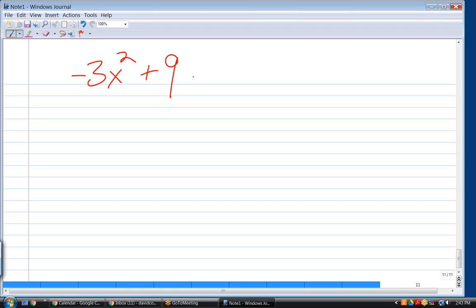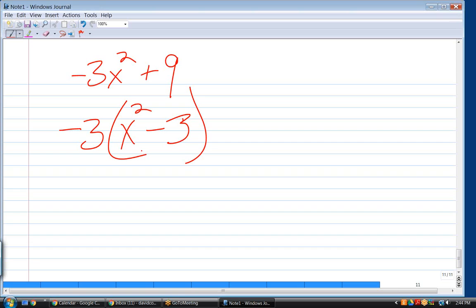Okay. Always start your factoring problems with greatest common factor. Is there a greatest common factor I can take out of that? Negative 3. What's it leave behind? X squared minus 3.